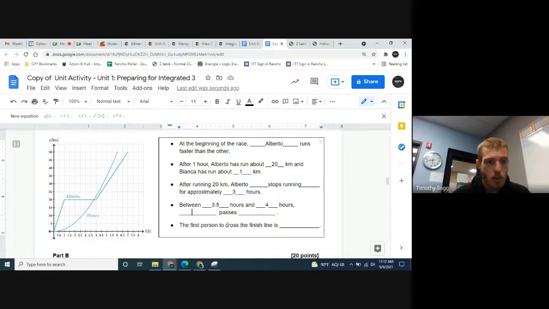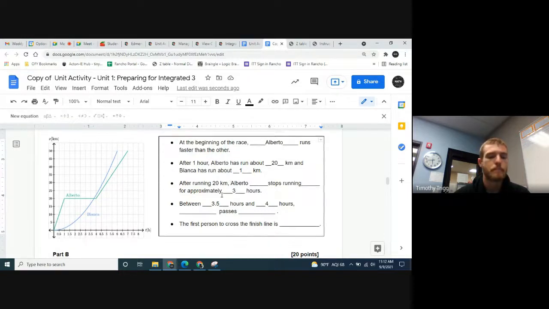The first person to cross the finish line. The finish line is at 50 kilometers. So who gets across the finish line in less time? Well, the blue graph gets up there first. So who's that? You should be able to answer that.